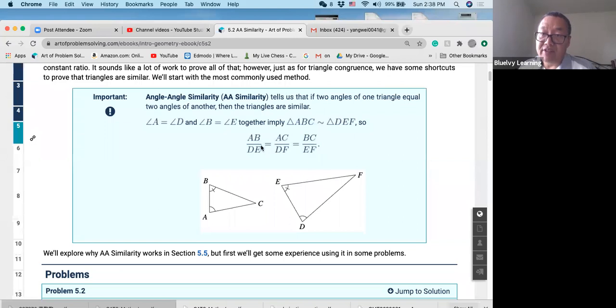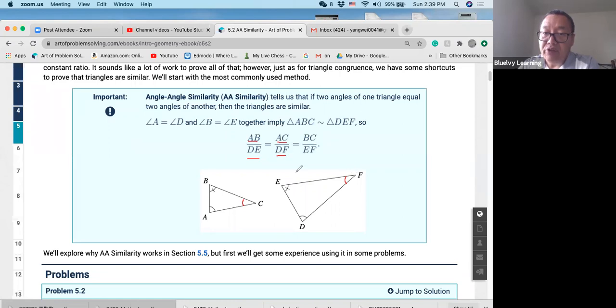You need to write this in the correct order, okay? You cannot write randomly. Here, AB corresponds to angle C, right? Then you write DE, which corresponds to F, because angle C equals angle F. Then you write side AC, which corresponds to angle B.